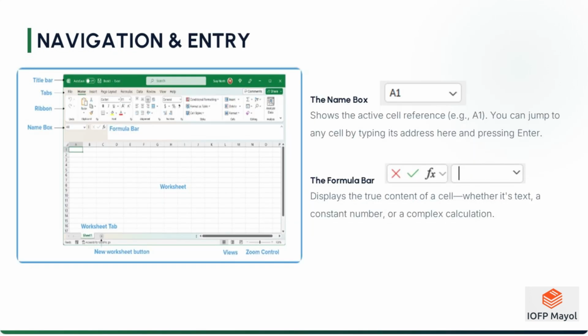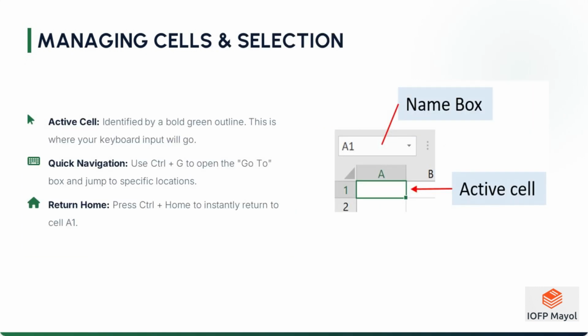Navigation and entry. Name box. Located above the grid, left of the formula bar. Shows the cell name or cell reference you're on, like A1. You can click in the name box and type a cell reference, such as C5, to jump to that cell quickly.